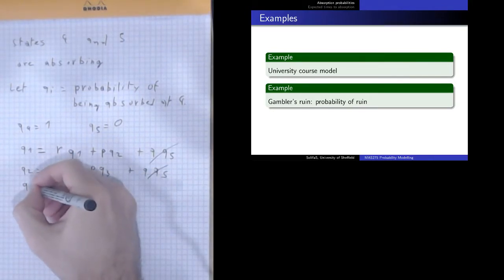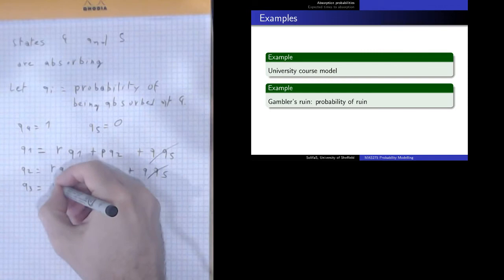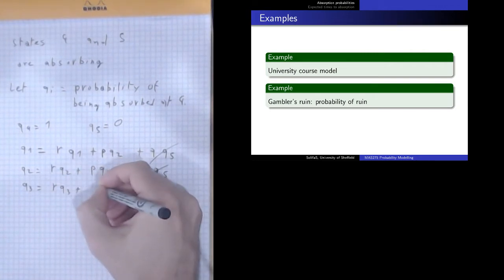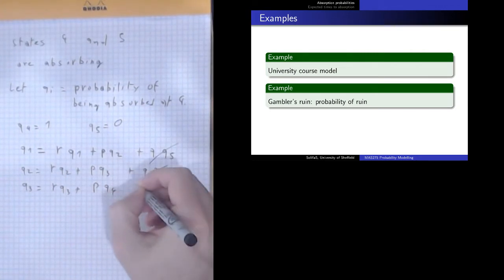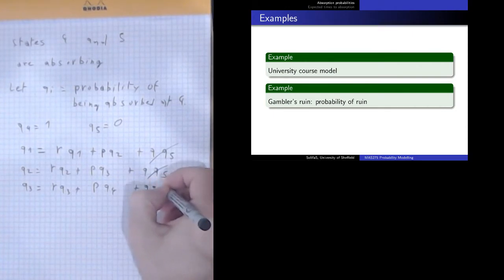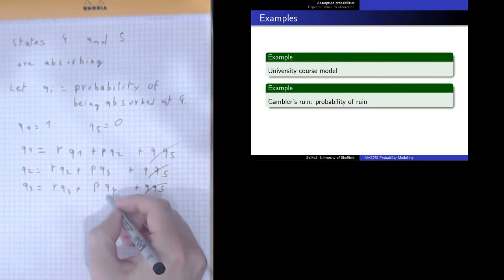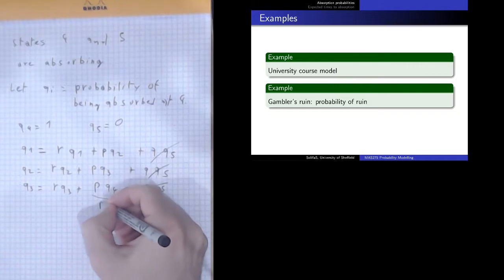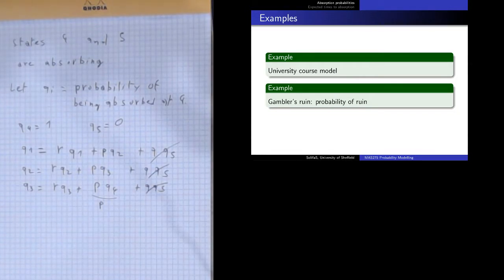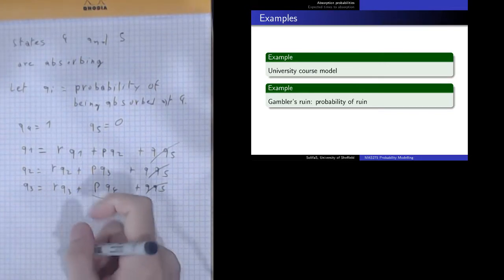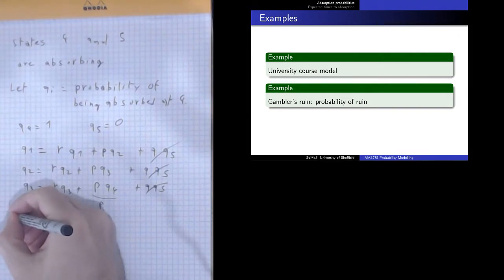And finally, last equation, Q3 is RQ3 plus PQ4 plus QQ5. This is 0 again, and Q4 is 1. So really this is just P. And now we can solve this. We can kind of go backwards because we have Q3 is going to be explicit, of course. So solve backwards.